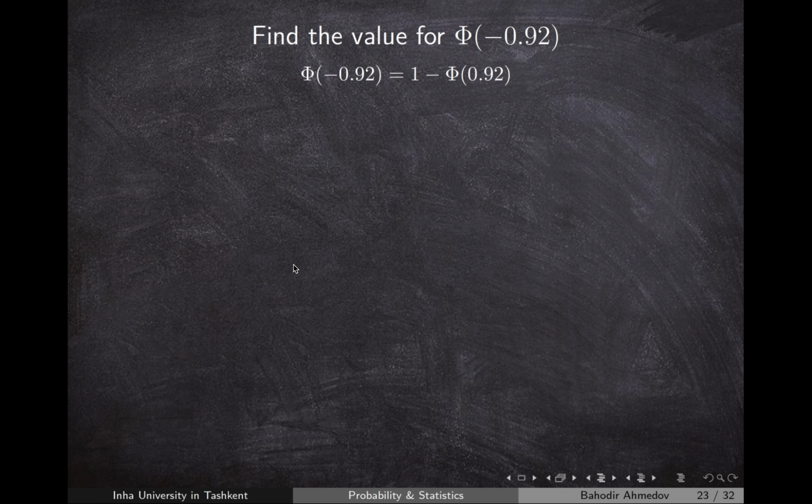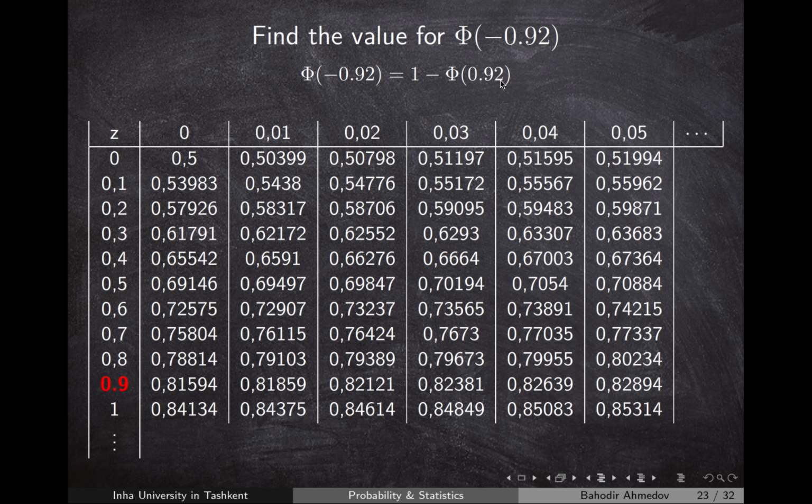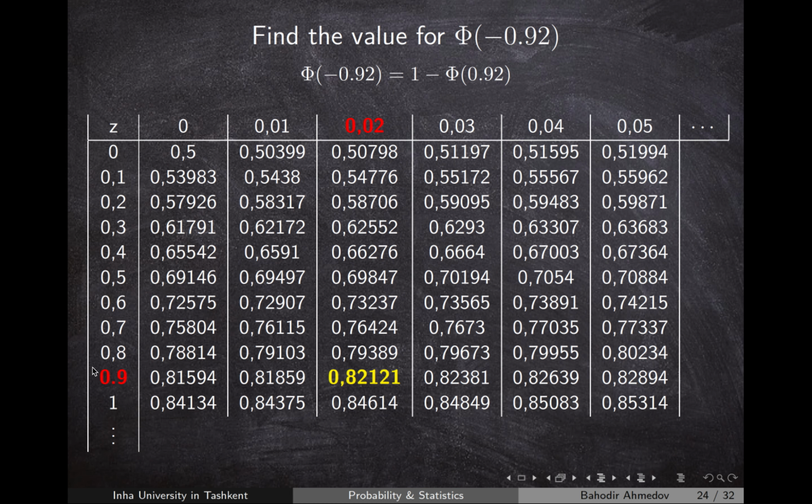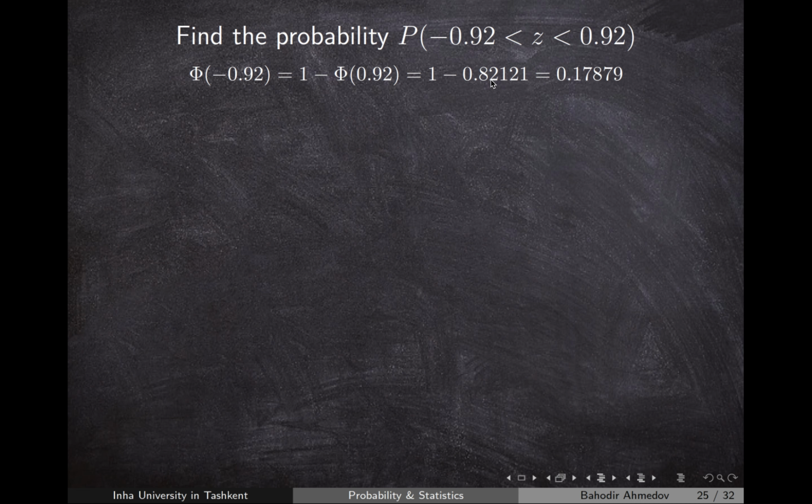So let's consider an example. If I would like to find the area until minus 0.92, I'm going to find the value of the phi of 0.92, right? So in order to do this, I will go to the table. I will find 0.9 from the first column, and then I need to go to the first row and find 0.02 because their sum is going to give me 0.92, and the intersection is going to give me the area until 0.92. So the area after 0.92 is going to be 1 minus the area until 0.92. This is going to be 0.17, and this is the same as the area until minus 0.92.